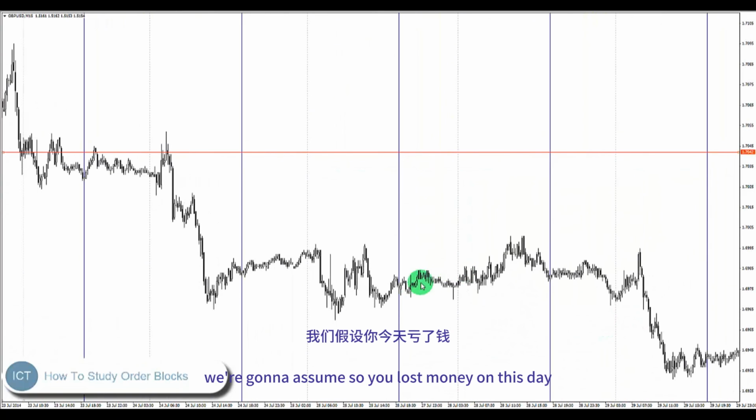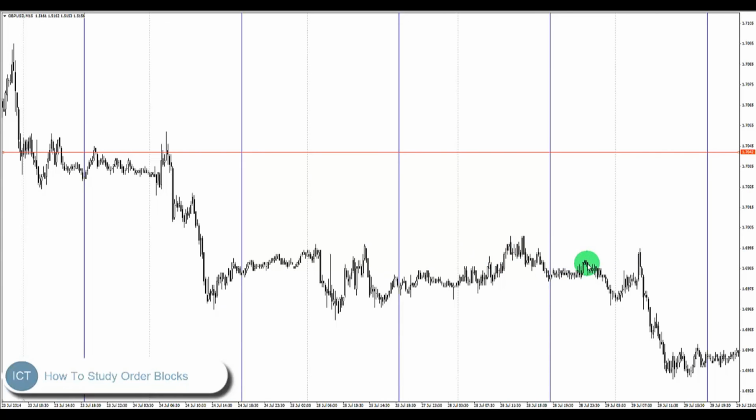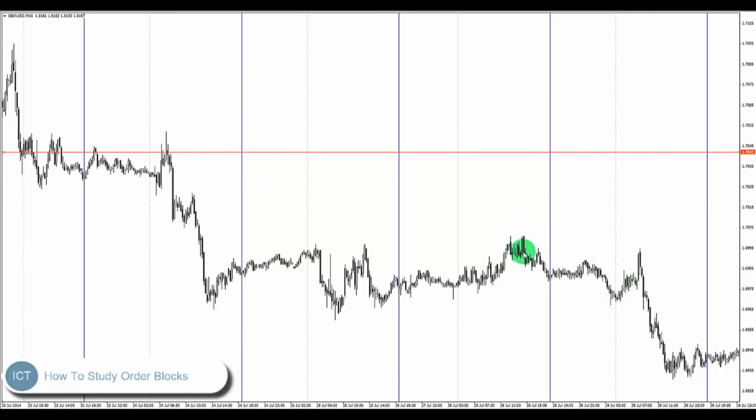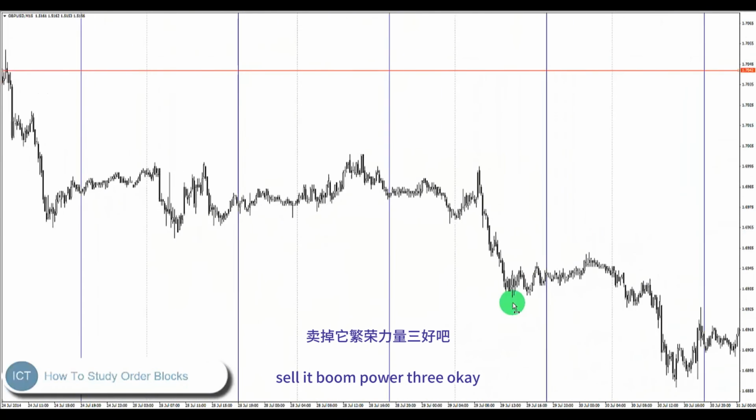We're going to assume, say you lost money on this day right in here on the 28th. Well, the same scenario unfolds the very next day. You have a short-term high. We rally up into an existing order block. Okay. Sell it. Boom. Power 3.